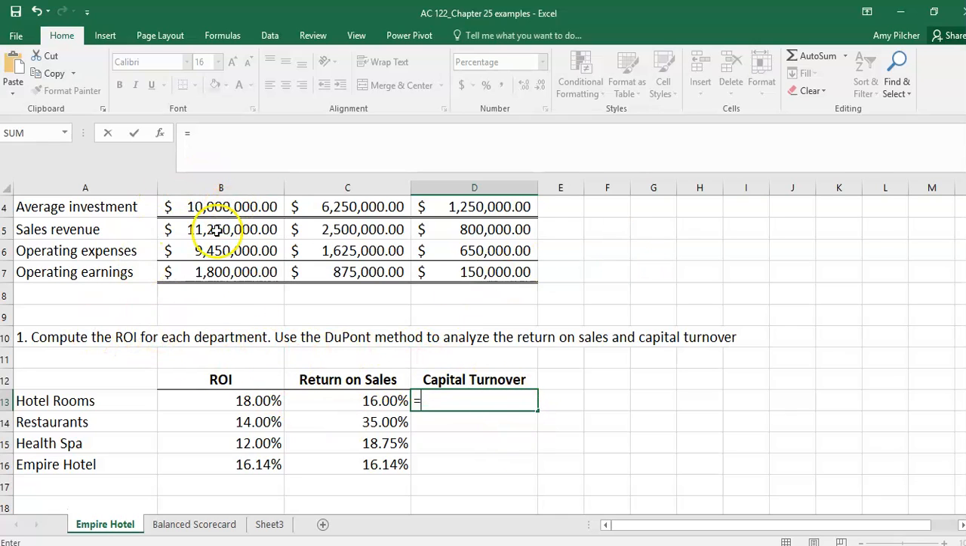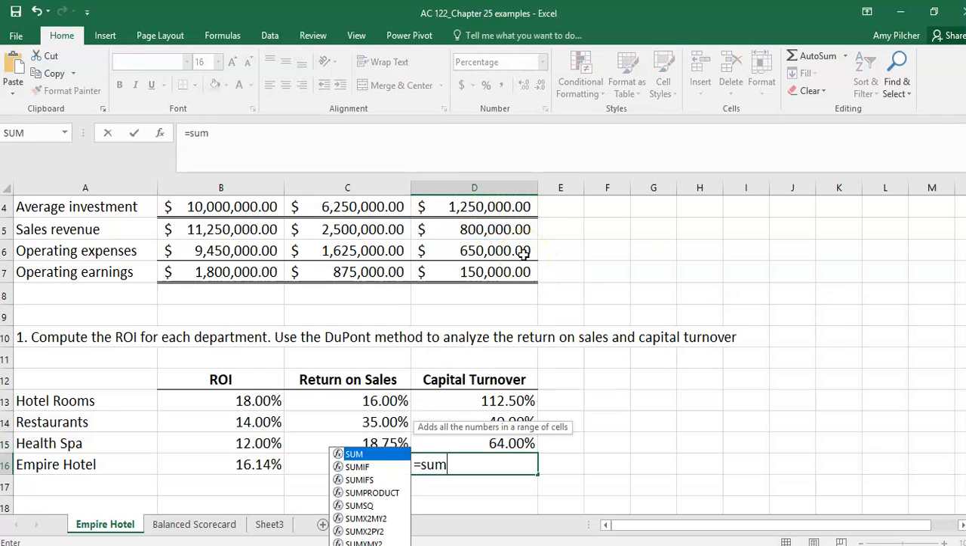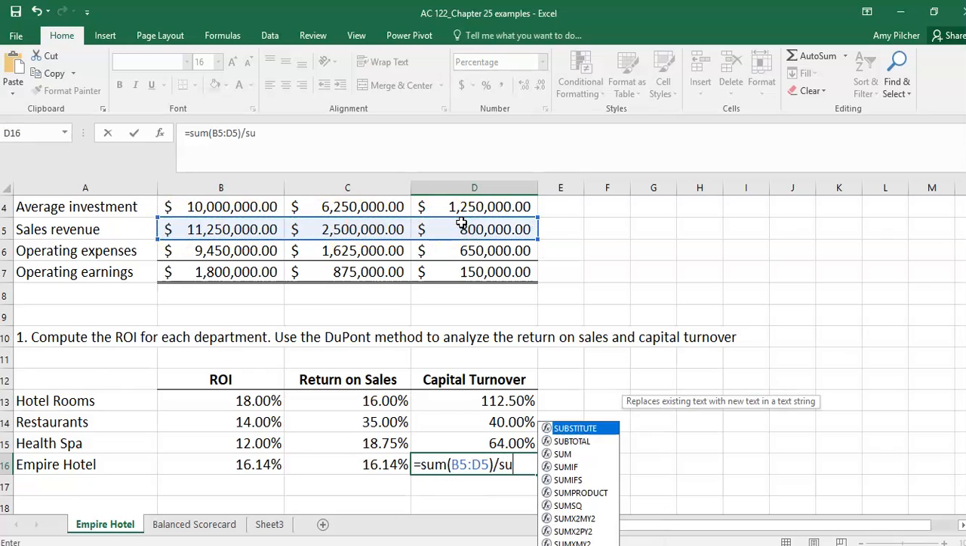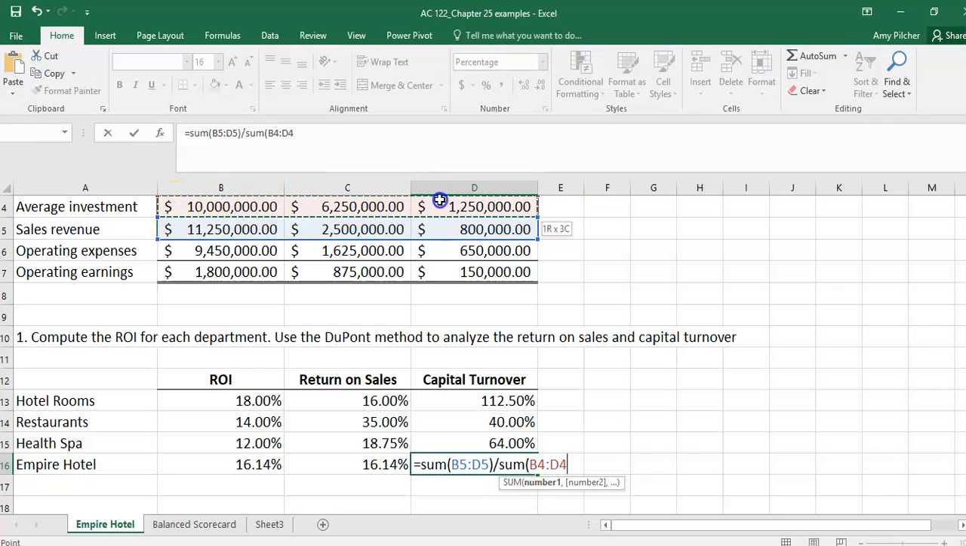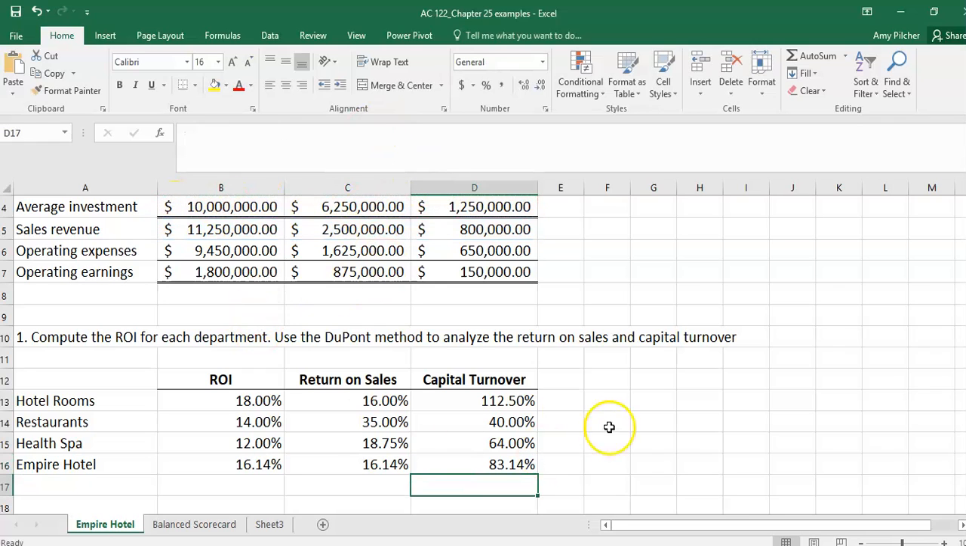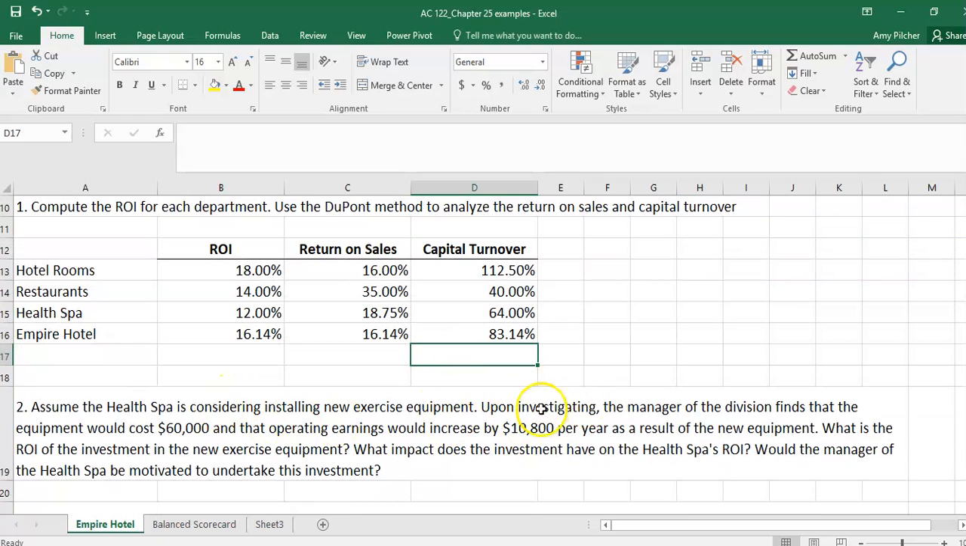Capital turnover is the sales revenue divided by the average investment. As we can see when we look at these three divisions in comparison to each other, in these measures, the hotel rooms manager is performing better than the other two managers on all of them.